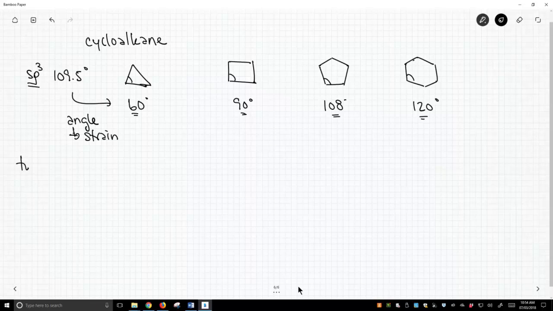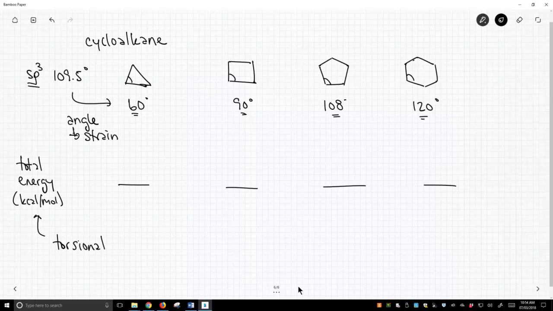So we're going to look at the total strain energy in each one of these 4 structures. And these are going to be in kcals per mole. Now this total strain is not just angle strain. There are many things that give rise to strain. We've already seen there could be torsional strain. There could be steric repulsion, and there's not a lot of steric repulsion in these structures, but certainly there's some torsional strain. And then finally there's this new idea of angle strain.